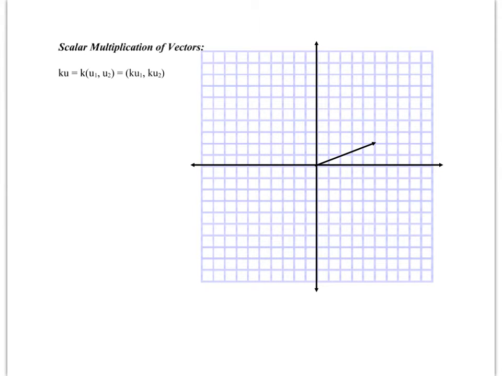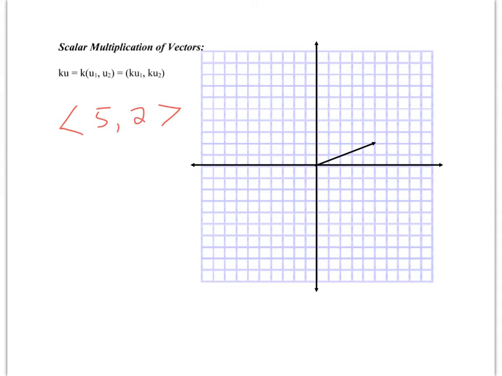Okay, what is the component form of this vector? Notice that this vector is in standard position. Its initial point is at 0, 0, and its terminal point is at 5, 2. So in component form, this vector is going to look like this. Hard bracket, 5, 2.